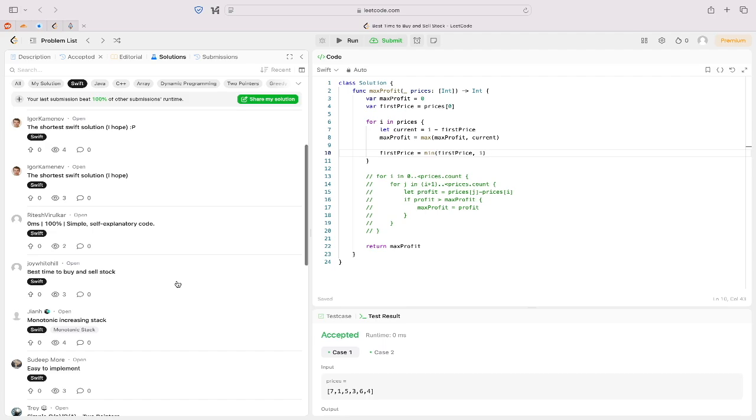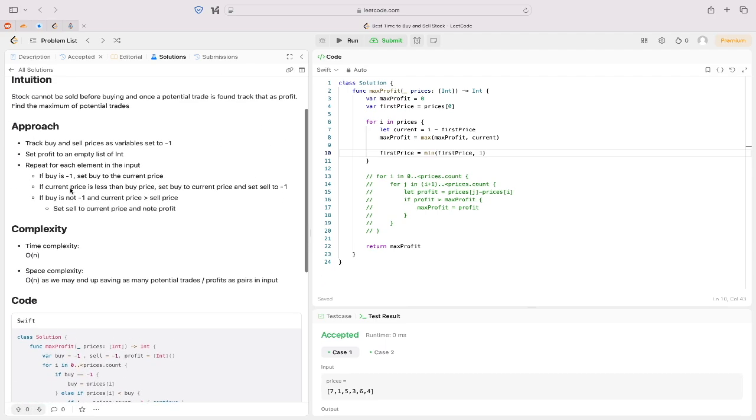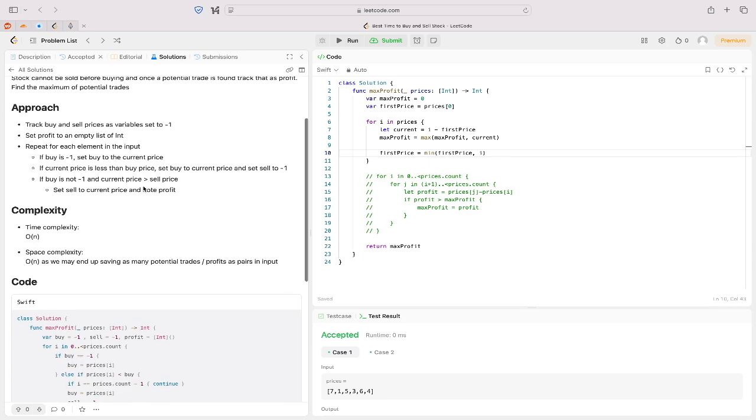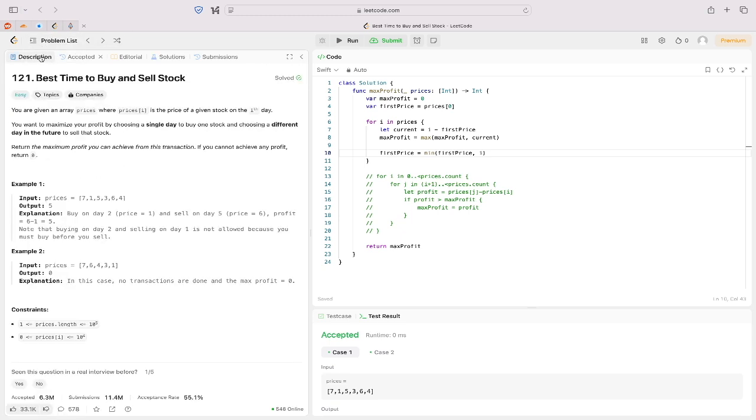I'm trying to get a solution and be able to explain it. Stocks cannot be sold before buying. Yep, so track buy and sell prices, with variables set to -1. Current price, let's set that. Okay. So yeah, they're also doing that two variables setting. Okay, that is LeetCode problem 121. Best time to buy and sell stock.